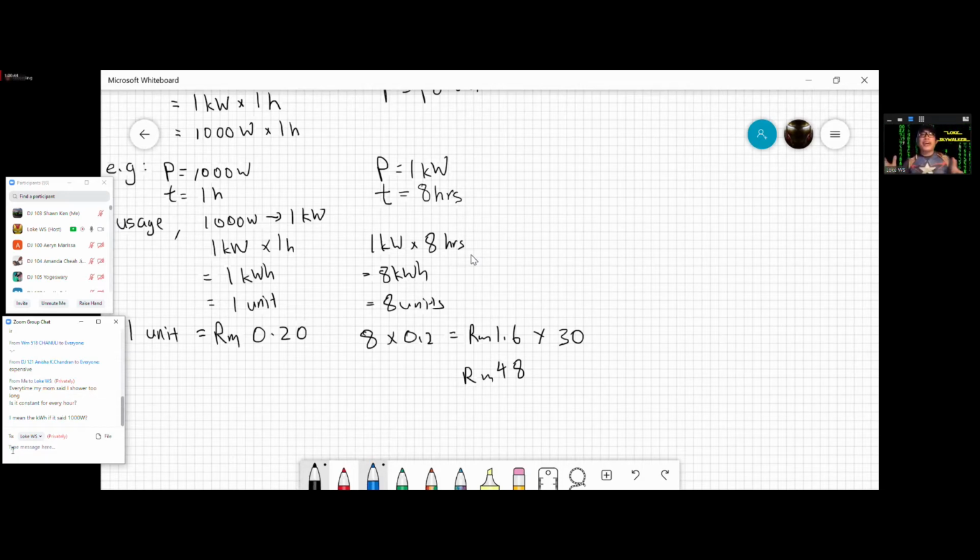Okay, actually it's very expensive. I understand. And some more, as I say, 20 cents is very minimum, you know. Some areas charge even 30 cents. Calculate and see lah berapa tu.